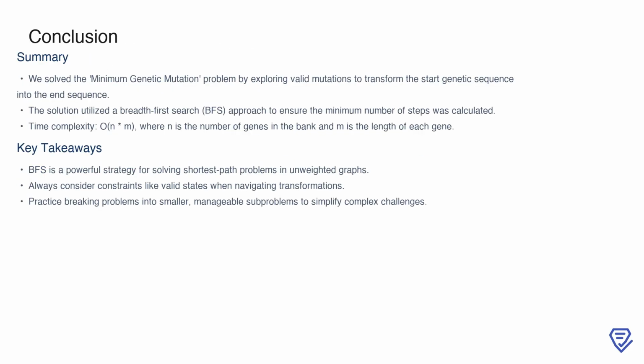Great job reaching the end of this problem walkthrough. To summarize, we tackled the minimum genetic mutation problem using BFS to calculate the shortest path in terms of valid sequence transformations. Remember, BFS is a go-to approach for unweighted graph problems, and understanding constraints is key.